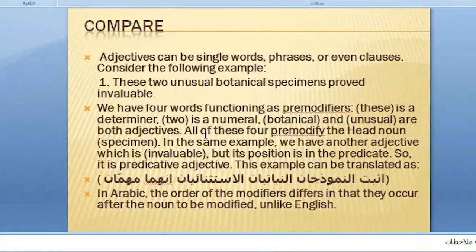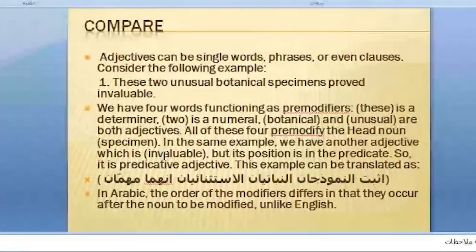And in the same example, عندنا صفة أخرى اللي هي منو؟ invaluable، لكن شنو موقعها هنا؟ موقعها خبري. ليش خبري؟ predicative، لأن إجت ورا الفعل الرابط اللي هو proved، but its position is in the predicate. So it is called what? It is called predicative adjective. Predicative شنو؟ adjective. هذا المثال يعني أنا مترجمة كمحاولة.